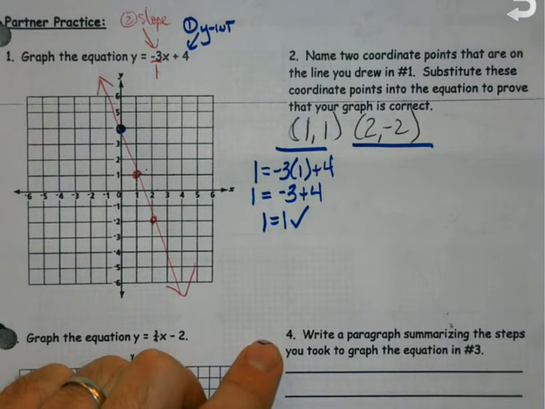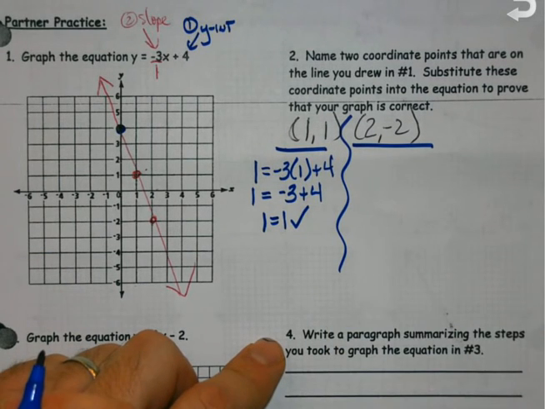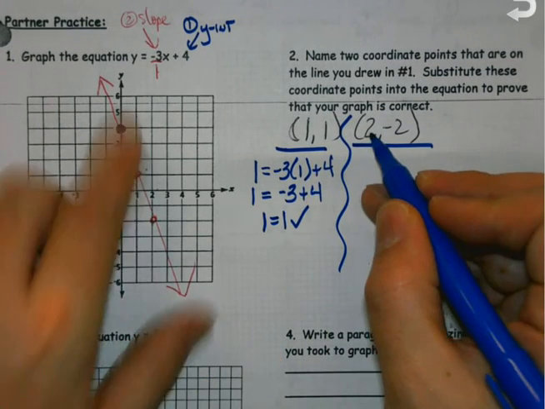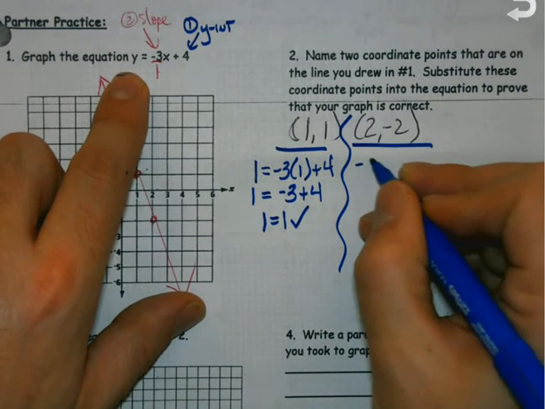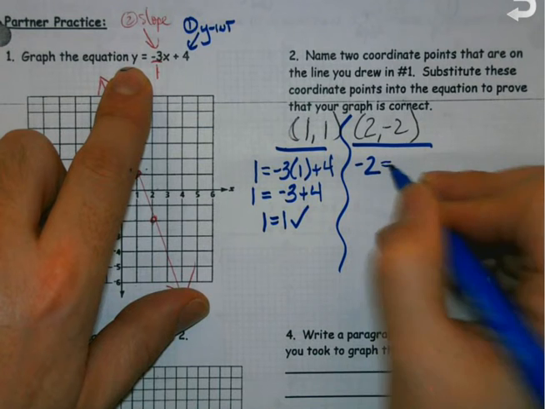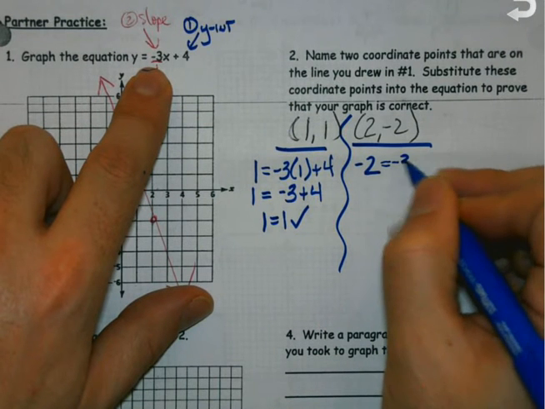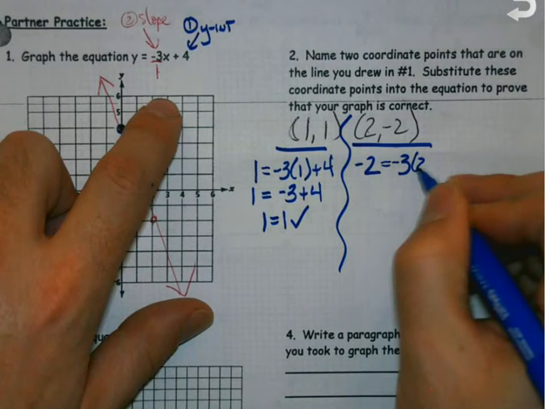Now, do I need to do this every time? No. Is it something, though, that I can use to double check something? Sure. Same thing here. My other point that I found that was on the line, my y value is negative 2. I just plug it in. Equals negative 3x, but my x value in this coordinate is 2.